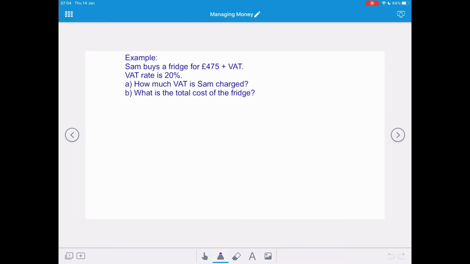Now, in our first example, Sam buys a fridge for £475 plus VAT. The VAT rate is 20%. So in part A, how much VAT is Sam charged? And B, what's the total cost of the fridge? So looking at part A, we need to work out what 20% of £475 is. So method 1 was working out 20% of £475. And so we're going to multiply 0.2 times 475, and that gives us £95.